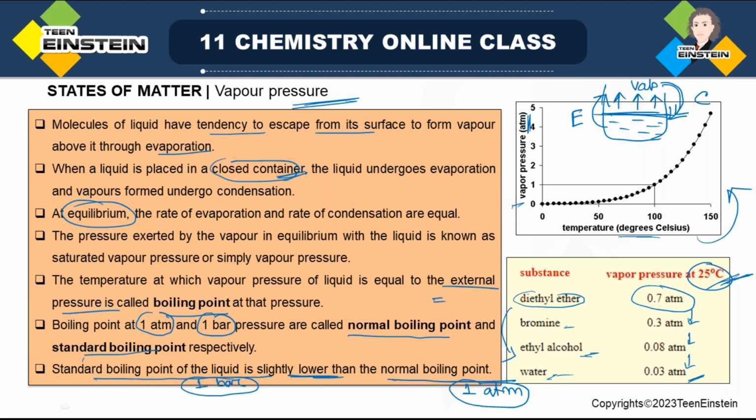And easily converting to the gaseous state means what? The boiling point is low. So when vapor pressure is very high, the boiling point will be low, which is clear from these 4 examples. Though the boiling point is not mentioned, as you move down, the boiling point is increasing. Ethyl alcohol 78, water 100 degrees centigrade. Fine.